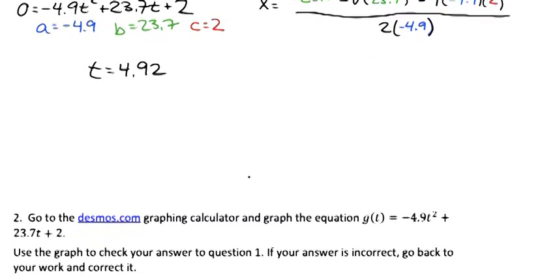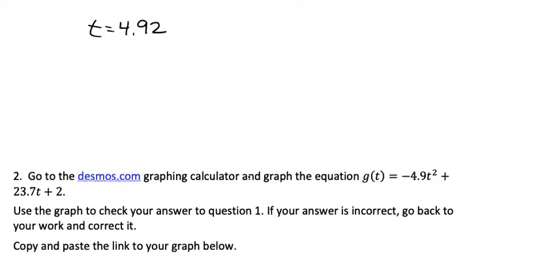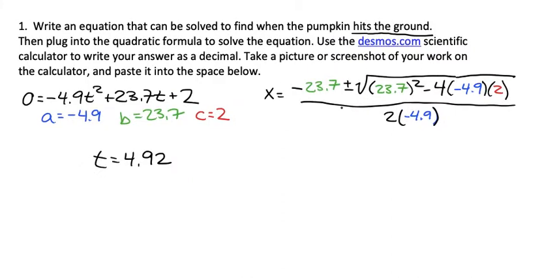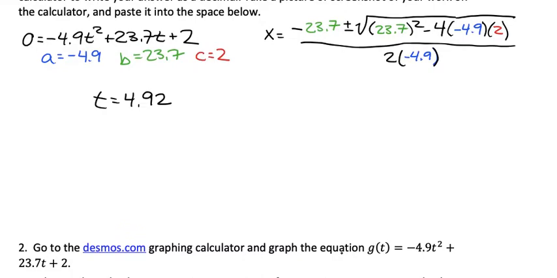So what we're going to do next is go to the graphing calculator and graph the equation and use it to check our answer in question 1. If our answer is incorrect, we would want to go back to our work and correct it. Oh, the other thing that you're going to do when you do this assignment on your own is take a picture or a screenshot of your work on the graphing calculator and paste it into the space below. If you need help with that, let me know.